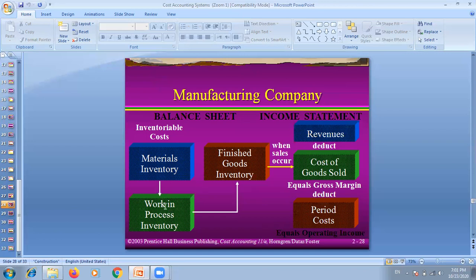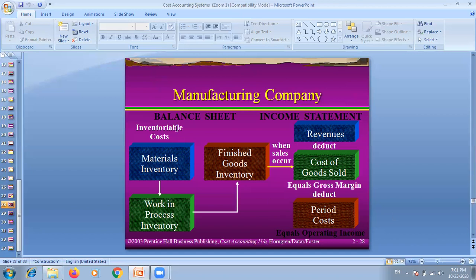And this one gives work in process. The work in process after finishing gives finished goods inventory, but all are in the balance sheet. When I sell, can I sell work in process? No. Material inventory? No. But I always sell products, finished goods inventory. When I sell it, it will be converted to COGS. When sales occur, the finished goods inventory is converted to cost of goods sold, COGS. If deducted from revenue, I will get gross income. If I deduct the period cost, administrative cost, it equals operating income.